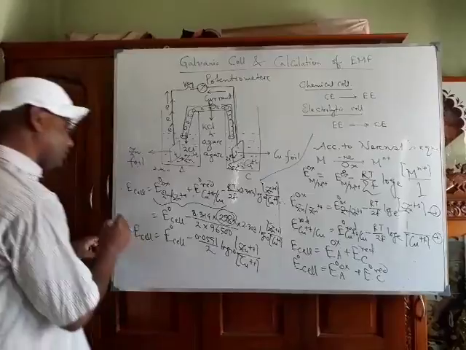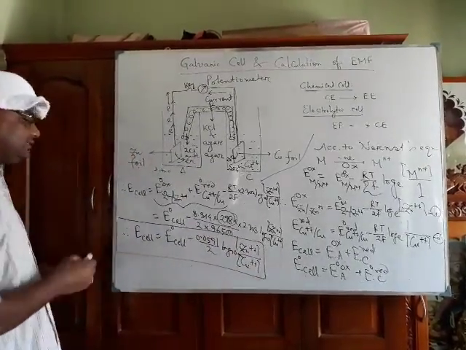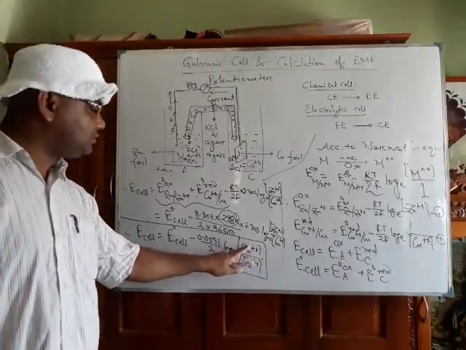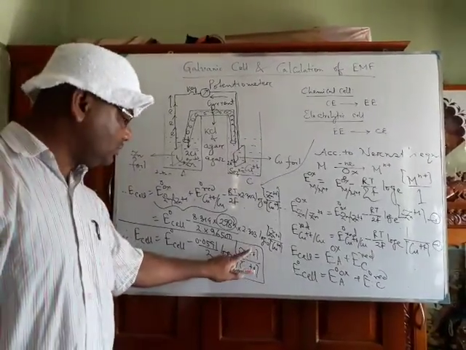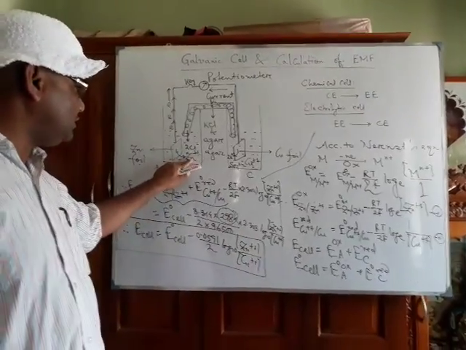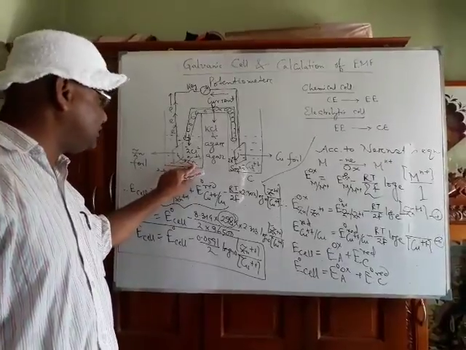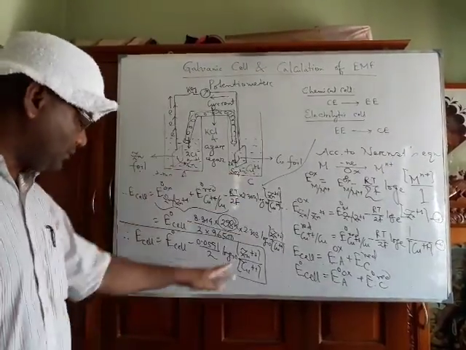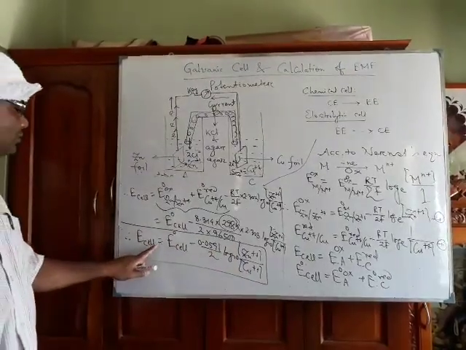With the help of this expression, you can find out the EMF of the cell if zinc ion concentration and copper ion concentration are known to you. Suppose over here you have taken zinc ion concentration 1 molar, 1 molar zinc sulfate, and here 1 molar copper sulfate. Both will be 1, log 1 will be 0, at that time E cell will be E0 cell.